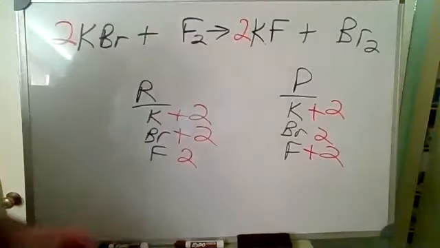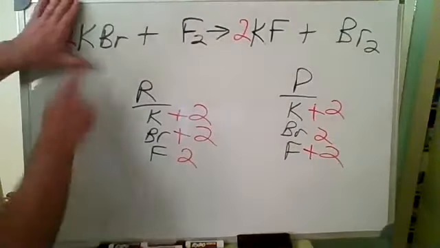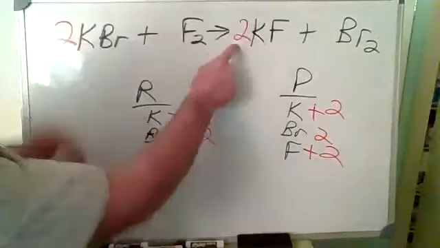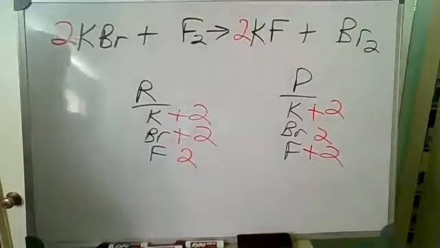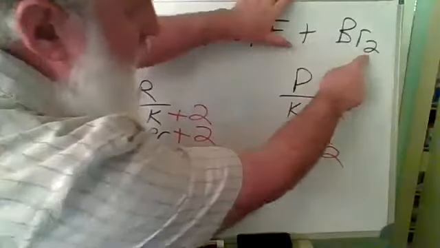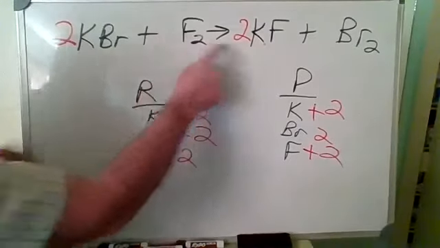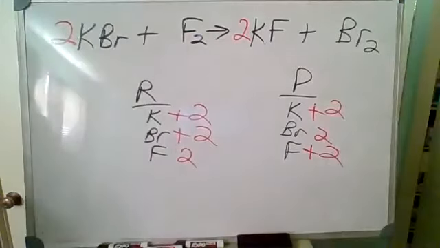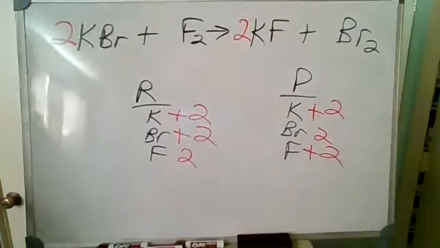As always, we're going to go back and check. 1 potassium times 2 is 2 potassiums. 1 bromine times 2 is 2 bromines. 1 fluorine times 2 is 2 fluorines. We're done. So what kind of reaction is this?